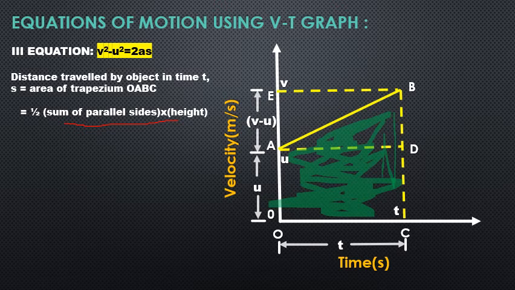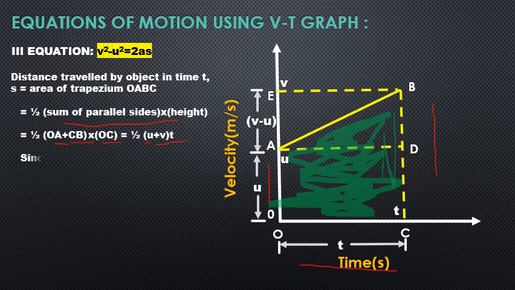Now, which are the parallel sides of this trapezium? They are BC or CB and OA. So half the sum of parallel sides means half CB plus OA, and the height is equal to OC here. So we put all the values and we get this expression. Now we have again substituted the respective values of all these quantities or distances which we gave at the beginning of this derivation. All right, so we get this particular expression.